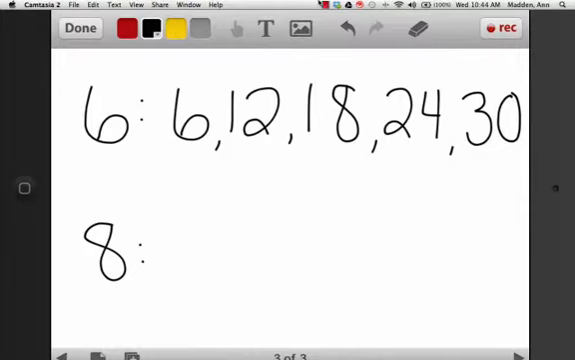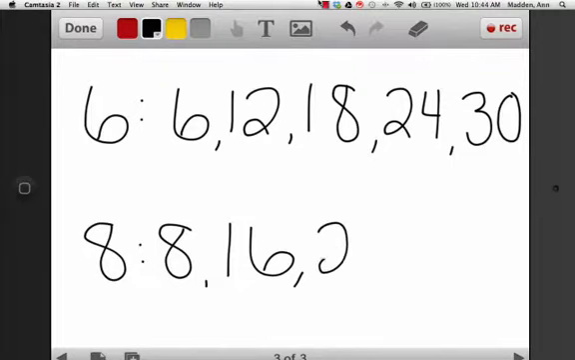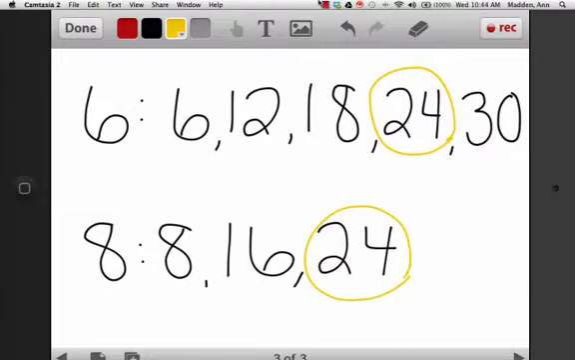Multiples of 8. 1 times 8 is 8. 2 times 8 is 16. Do you see any they have in common yet? Not yet. 3 times 8 is 24. And I can stop. The least common multiple of 6 and 8 is 24.